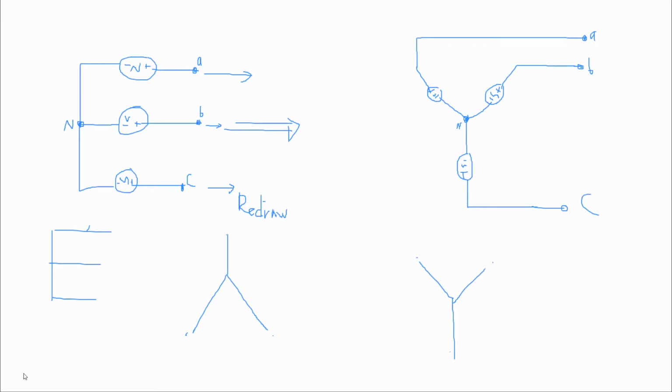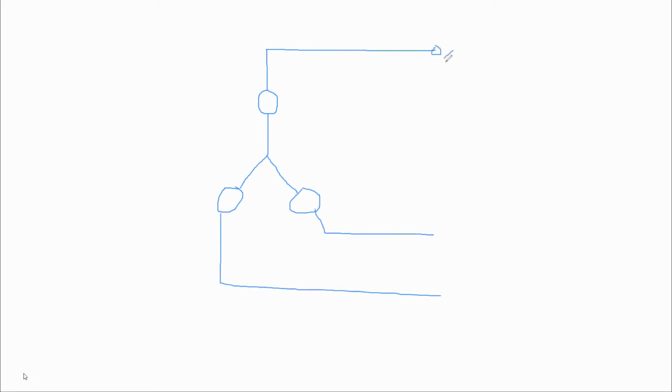Now we will look at what happens when we have a Y connection. I usually draw Y like this. I find it easier, but this is still a Y connection. So this is A, this is B, this is C. I'm going to put numbers here.